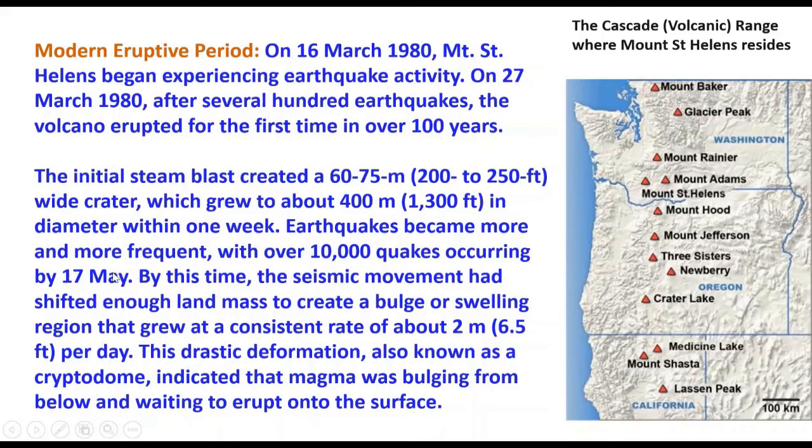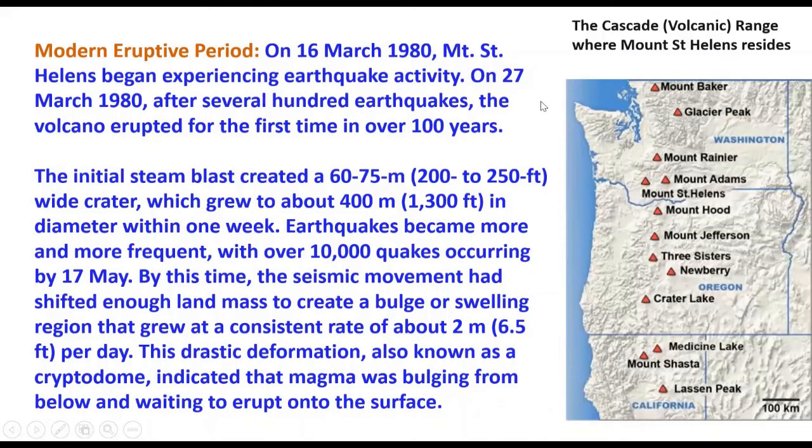So, the day before this major earthquake, the seismic movement had shifted enough land mass to create a bulge. There was a swelling that grew at a consistent rate of about 2 meters per day. And this drastic deformation, also known as a cryptodome, indicated that magma, the lava that has not erupted, was present. Magma is the lava inside the mountain. So magma was bulging from below, pushing up and waiting to erupt onto the surface on the 18th, the next day.